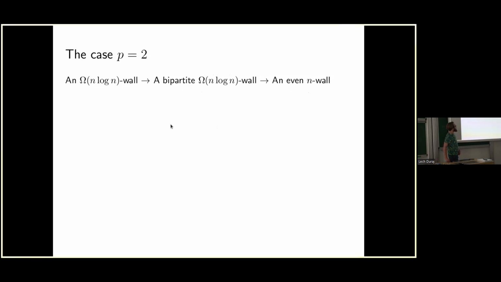Here, by a bipartite wall, I mean that this graph is bipartite. This implies that the set of branch vertices can be partitioned into two sets, such that whenever you have a path between those two sets, it has odd length, and if it's between two branch vertices which are in the same set, it will have even length.